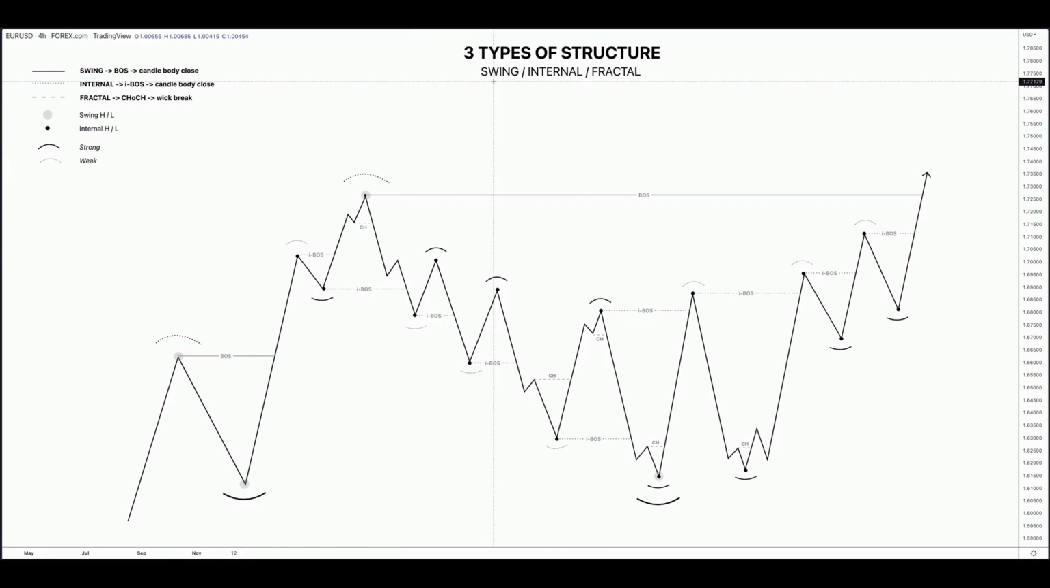But what I will say is these are in the order of importance. So swing structure is the strongest, it's the most important, it always will be the most powerful. Then your internal structure will be the next layer, right? And that's going to overpower fractal, which is obviously going to be the weakest, okay? So when the fractal structure changes trend, when you get those little changes of character, those CHoCHs, that just signals we're getting an internal pullback, okay?